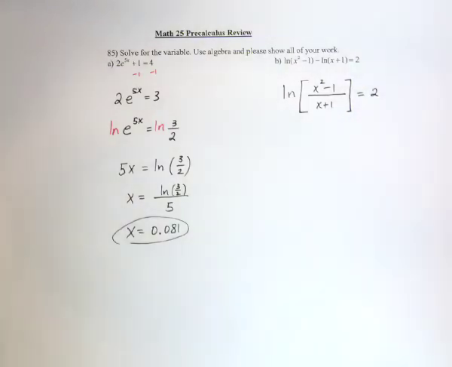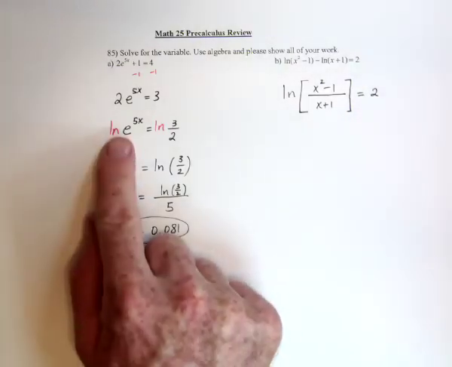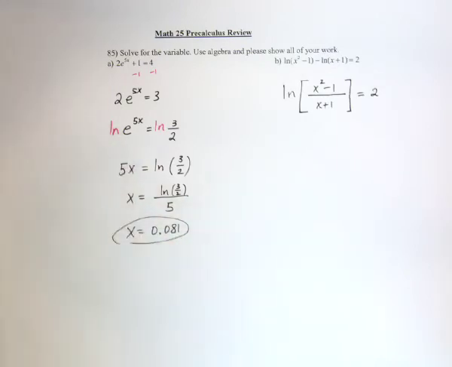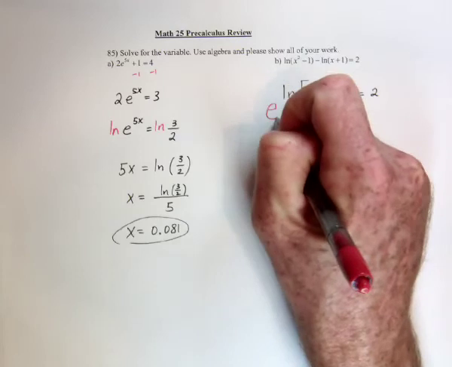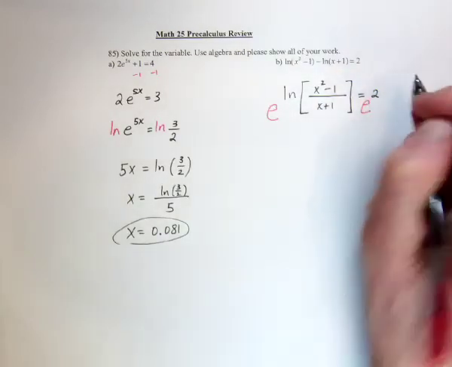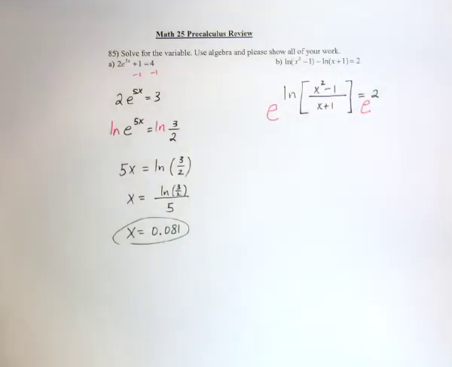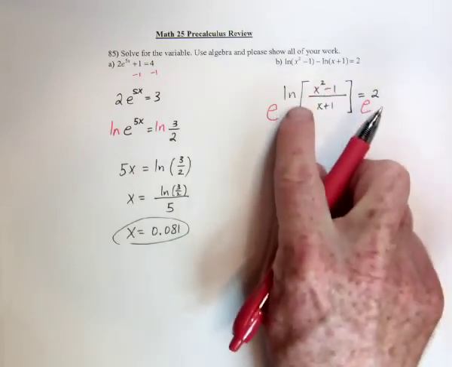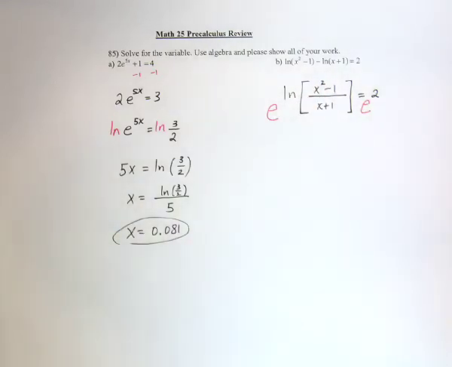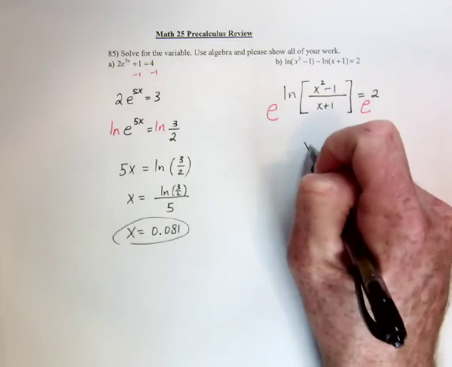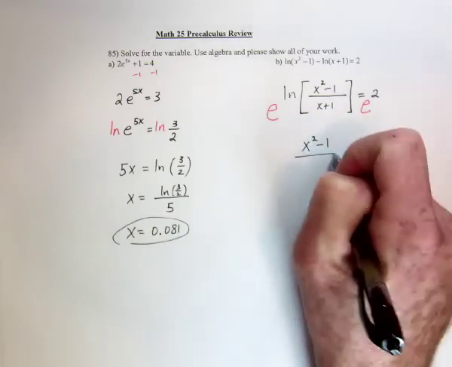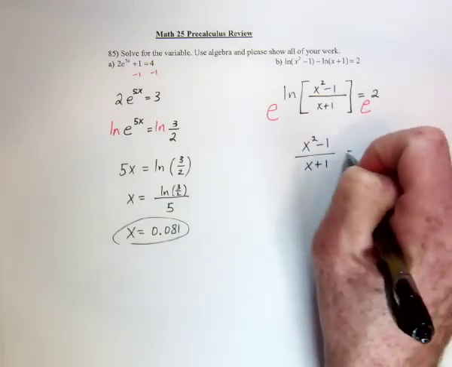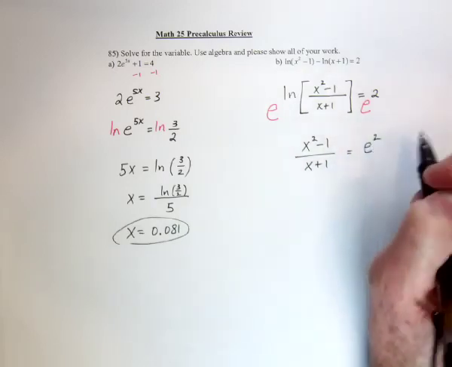All right. Much like over here, in order to get rid of e, we use natural log. Well, we're going to use e to get rid of natural log. So this is called exponentiate the both sides. In other words, e is the base on both sides, and now 2 is the exponent for that one, and all of this is the exponent for this one. But here again, e and natural log will cancel each other out, so we're left with x squared minus 1 over x plus 1 equals e squared.